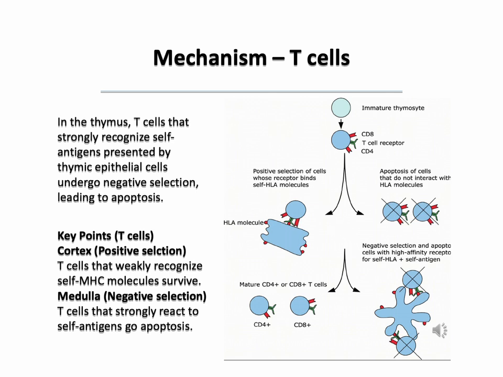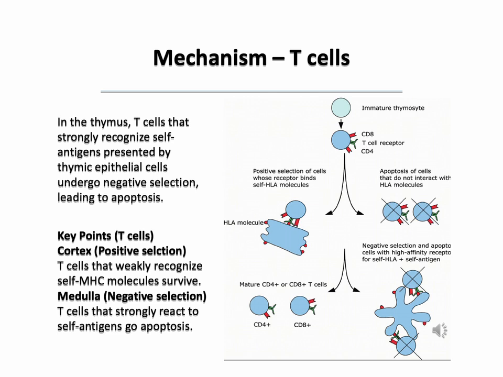Here are the key points of T cell selection in the thymus. In the cortex of the thymus, positive selection occurs. T cells that weakly recognize self-MHC molecules receive survival signals and continue to develop.